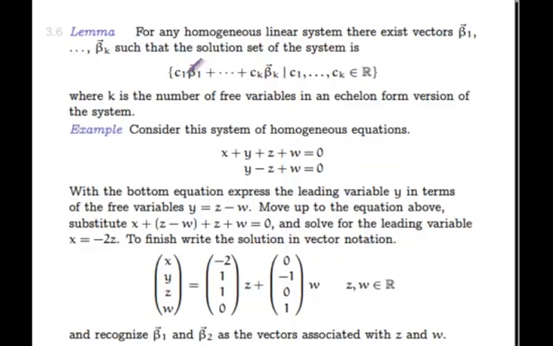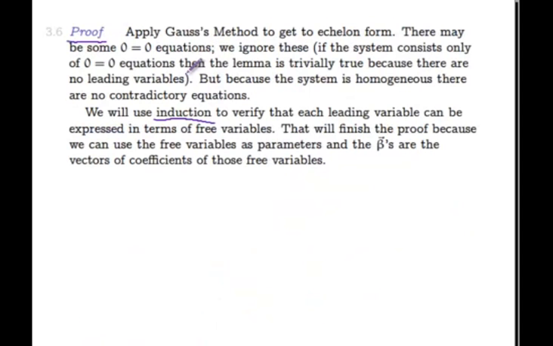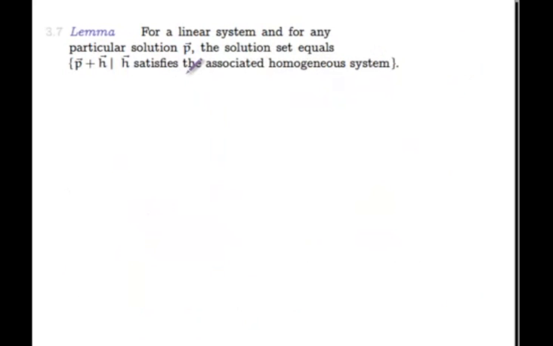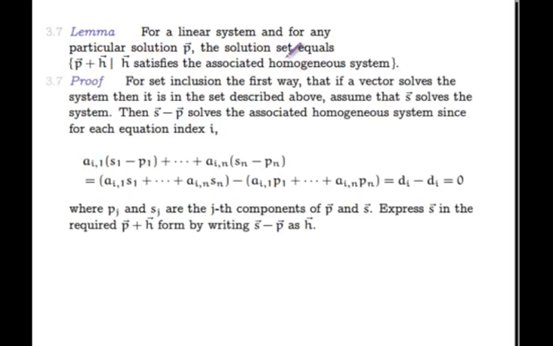Now we want to complete the proof that any linear system, homogeneous or otherwise, can be written as a sum of particular plus homogeneous solution. And that's this lemma here. For any linear system and for any particular solution P, the solution set is equal to that particular solution plus a vector H, where H satisfies the associated homogeneous system. Okay. And we saw this again in several particular examples. Now we want to prove it in general.